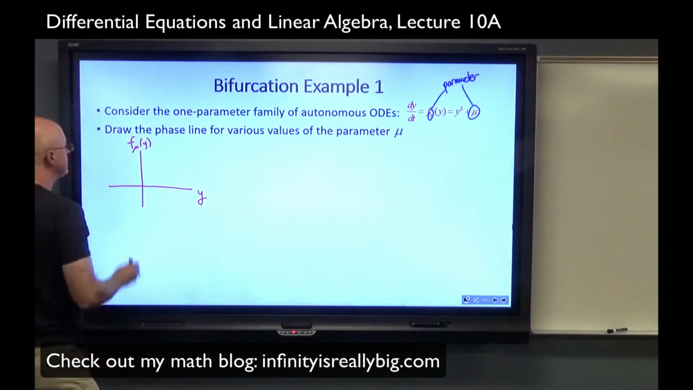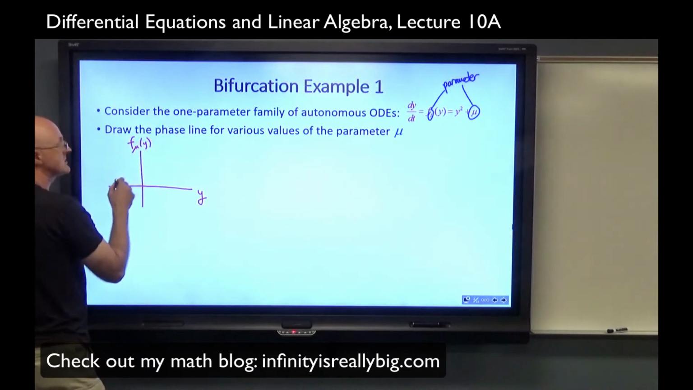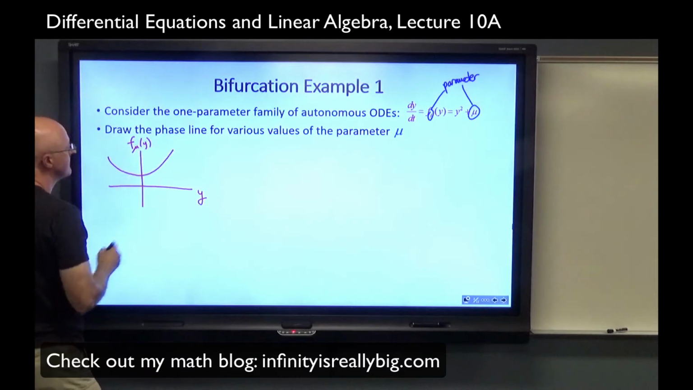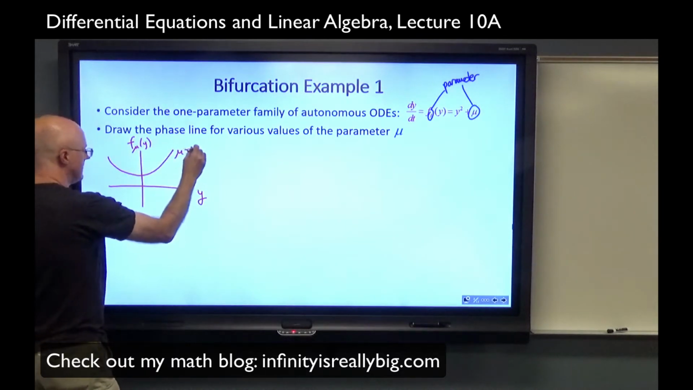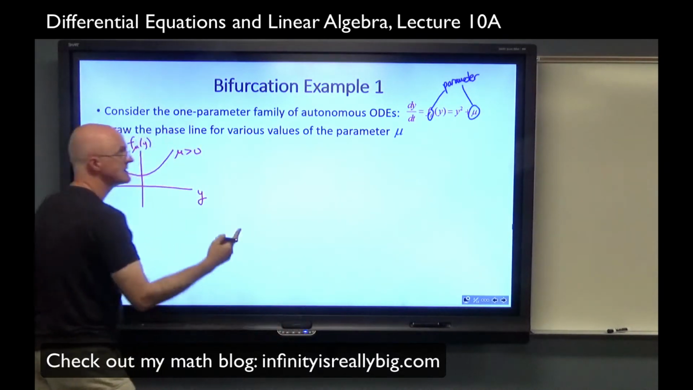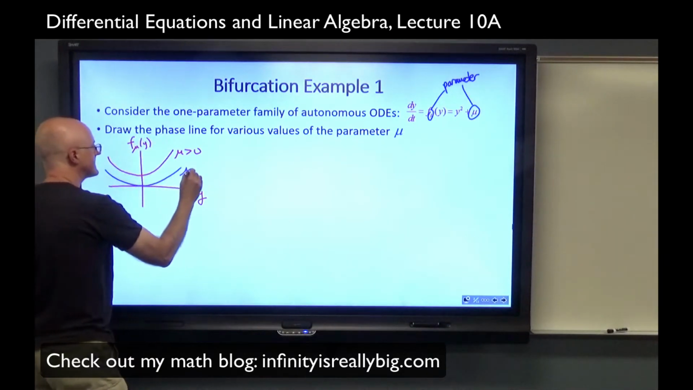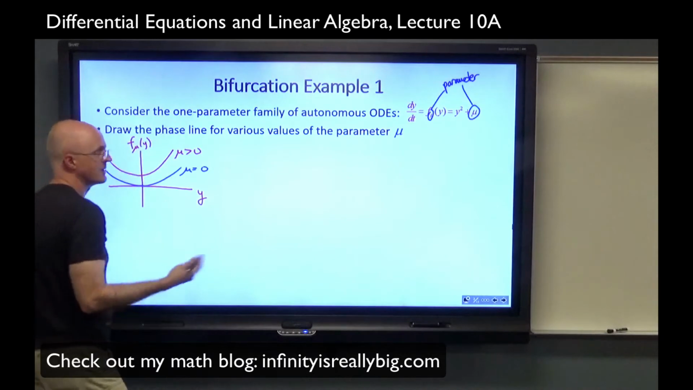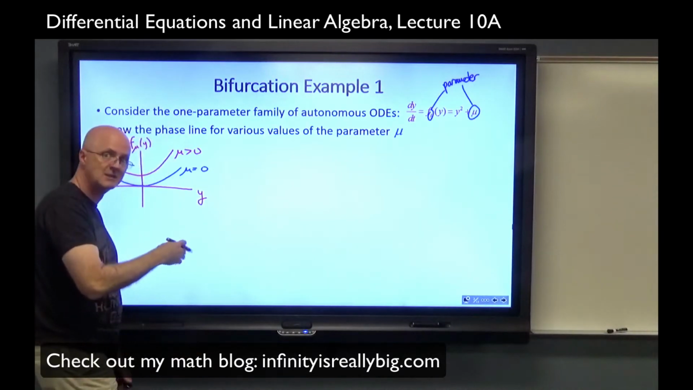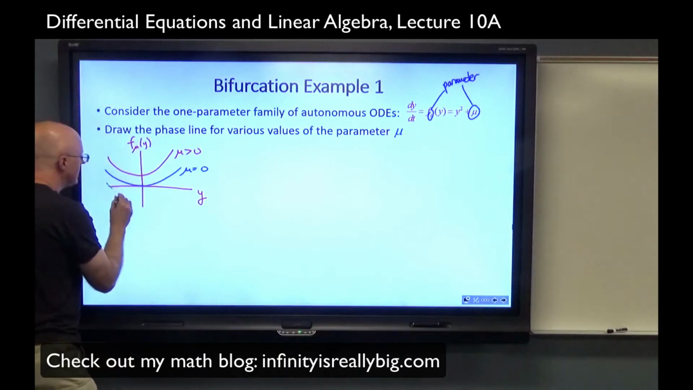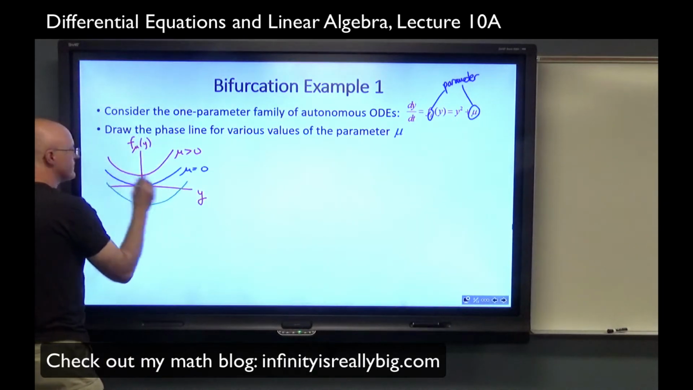When mu is positive, you're going to get y squared plus a positive number. That's going to be a graph that looks like this. That's when mu is positive. When mu is 0, you get y squared plus 0. That's this case. And when mu is negative, for example, maybe negative 3, you'd have y squared minus 3. That would be a graph that looks like this.